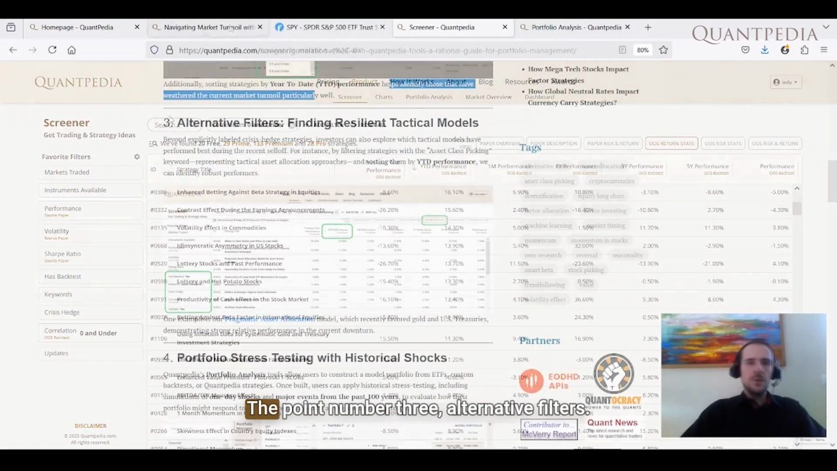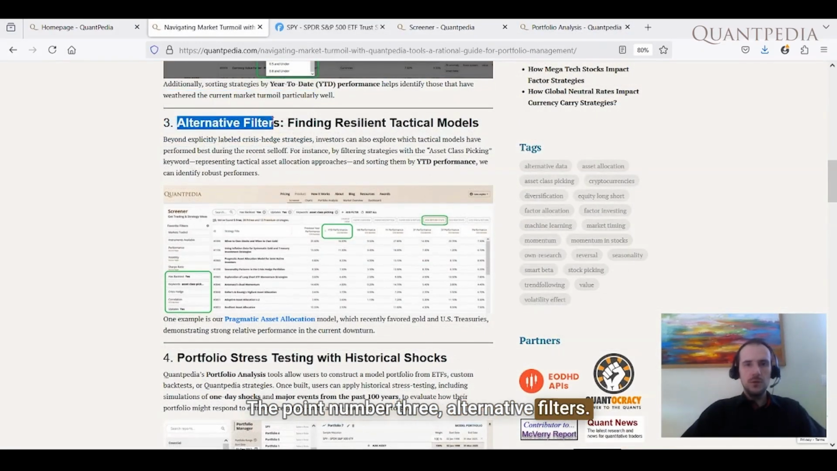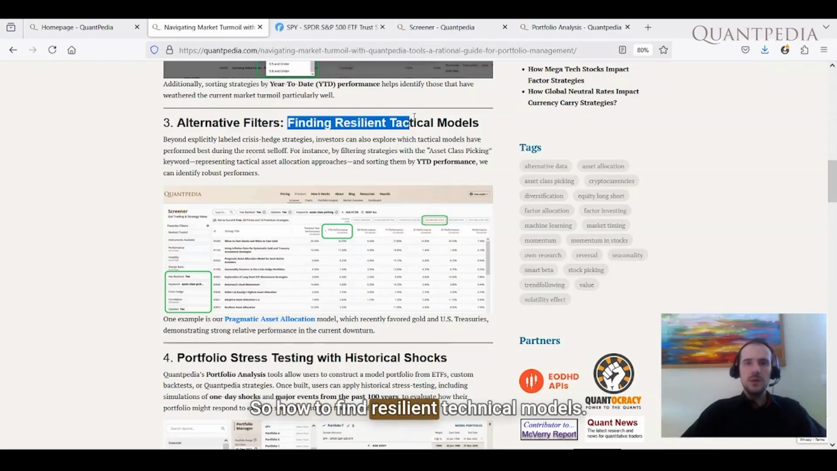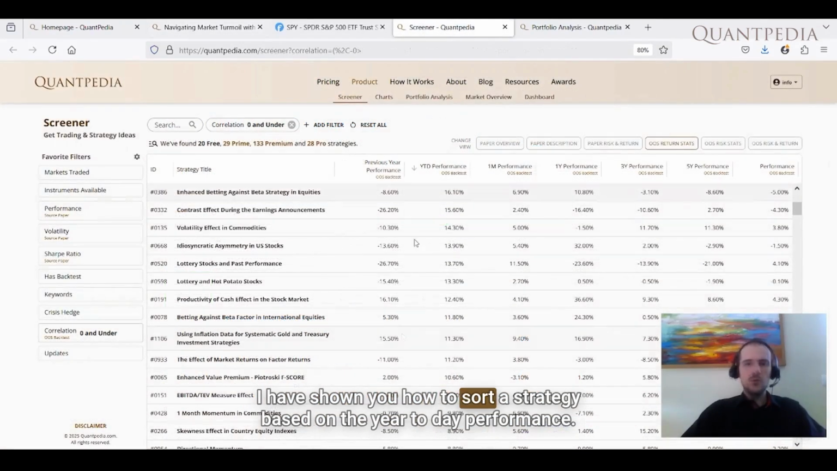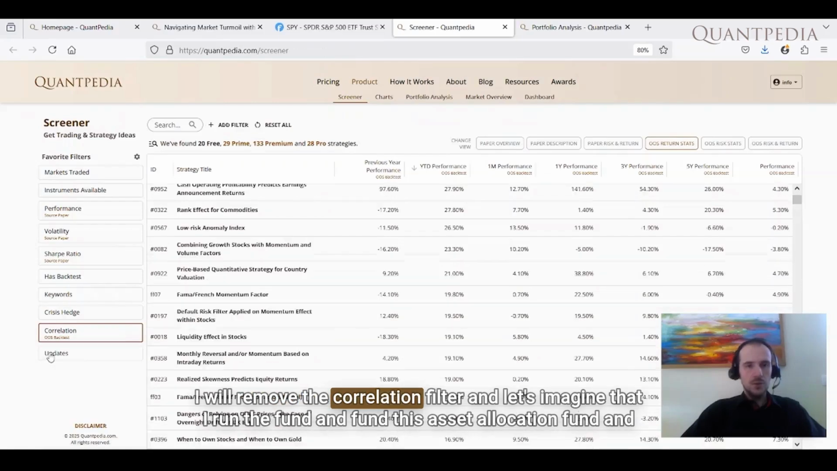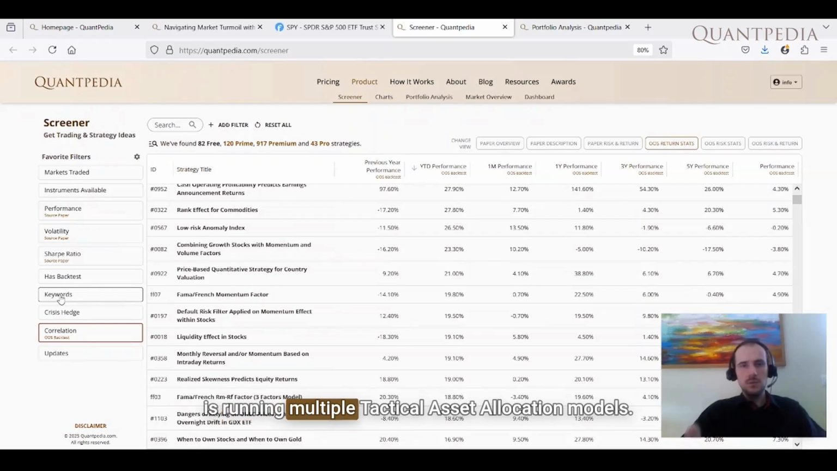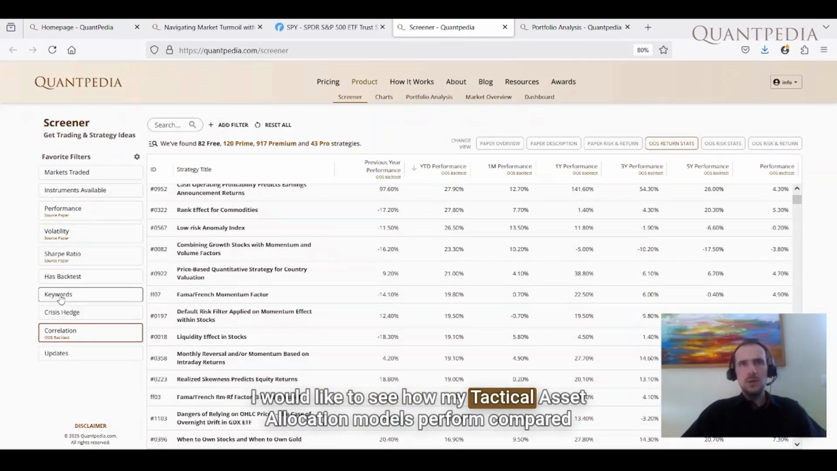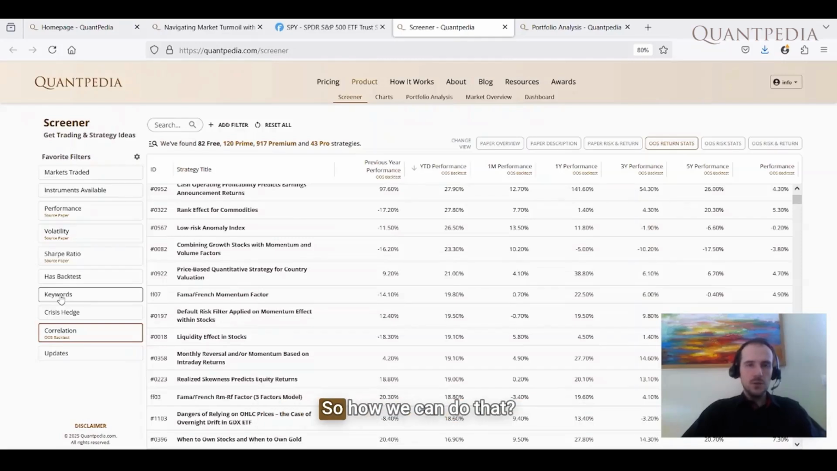Okay, let's move on. The point number 3, alternative filters. So how to find resilient tactical models. I have shown you how to sort the strategies based on the year-to-date performance. I will remove the correlation filter, and let's imagine that I run an asset allocation fund running multiple tactical asset allocation models. I would like to see how my tactical asset allocation models perform compared to the strategies that are in Quantpedia.